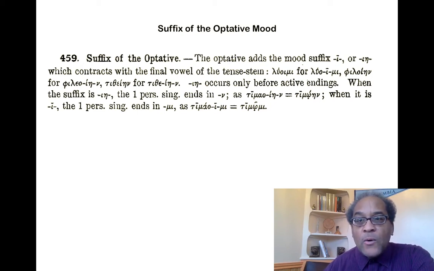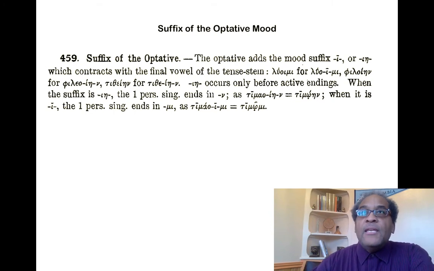The iota eta occurs only before active endings. So those last couple are from phileō, an epsilon contract verb, and from tithēmi, which we haven't covered so far, and we'll get to those when we get to those specimens. But the main idea, as you'll see here, is that the optative announces itself by the presence of this iota between the verb stem, or the tense stem, I should say, and the ending.